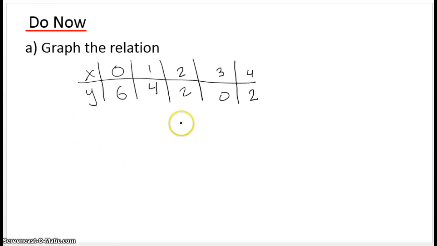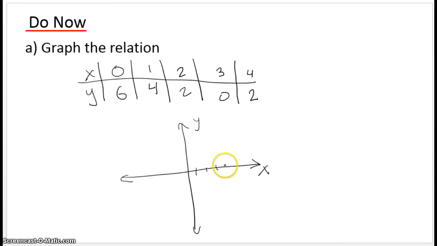So to graph this, I'm going to begin by doing my Cartesian plane. This is my x-axis and this would be my y-axis. From there I'm going to label it 1, 2, 3, 4, 5, 6, and 1, 2, 3, 4, 5, 6, and on the negative side 1, 2, 3, 4, 5, that's a -5, -6. So we have 0.